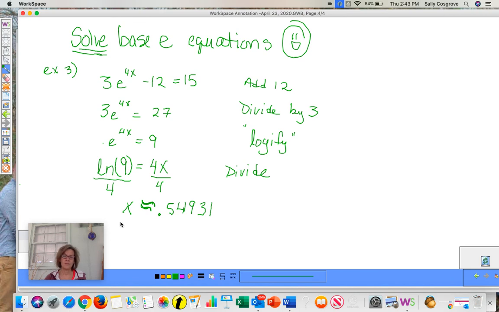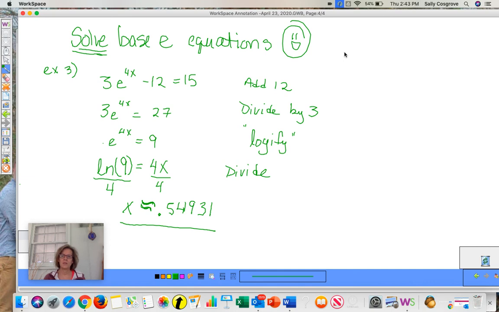All right. What does that mean? That means if you substituted in this number right here for x and said 3 times e to the 4 times 0.54931 minus 12, you would get 15. We're just solving, all right? Solving base e equations. Let's do another one, and then we will look at solving natural log equations.